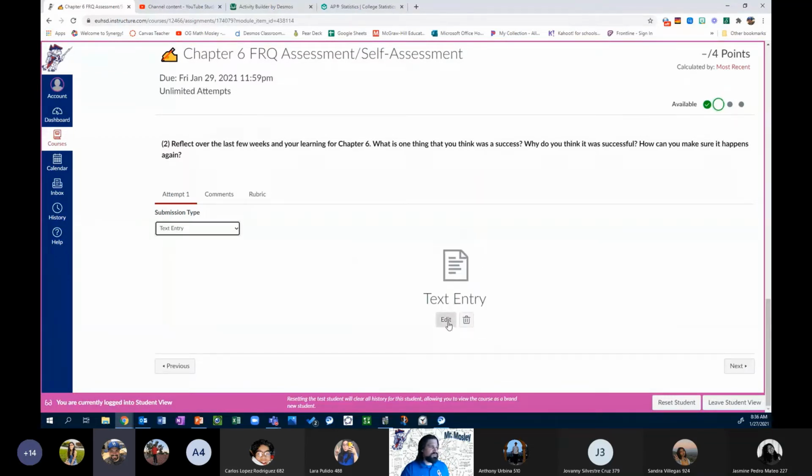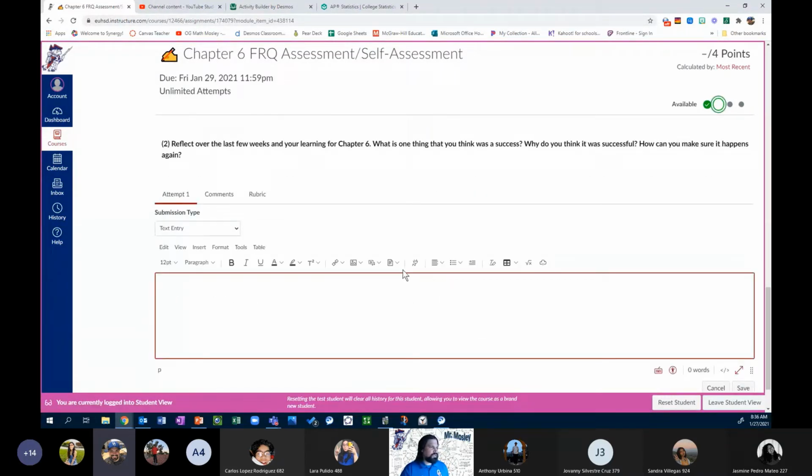Also, do keep in mind if you're doing the text entry, you can add pictures, right? You can upload images. So if you want to upload your work that way, take pictures and upload it through the text entry, that's totally fine too. Right? Whatever is easiest for you to manage, do that. All right.